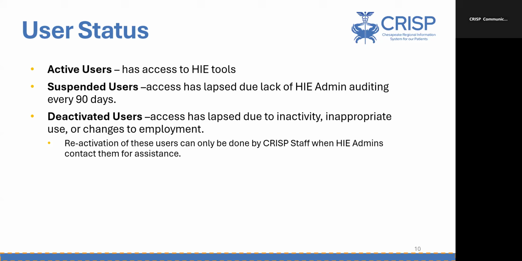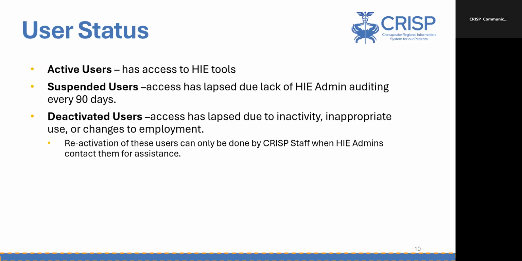Suspended users live in that limbo state where they can't log in, but still give time for the admins to come and rectify their situation if for some reason they just missed the time when they were auditing that user's account. And then deactivated users are either users that have lapsed the 90 days in suspension, or they are actively deactivated by the admin because they've left your organization. They no longer need access to tools, or there's some other reason why users need to be deactivated.